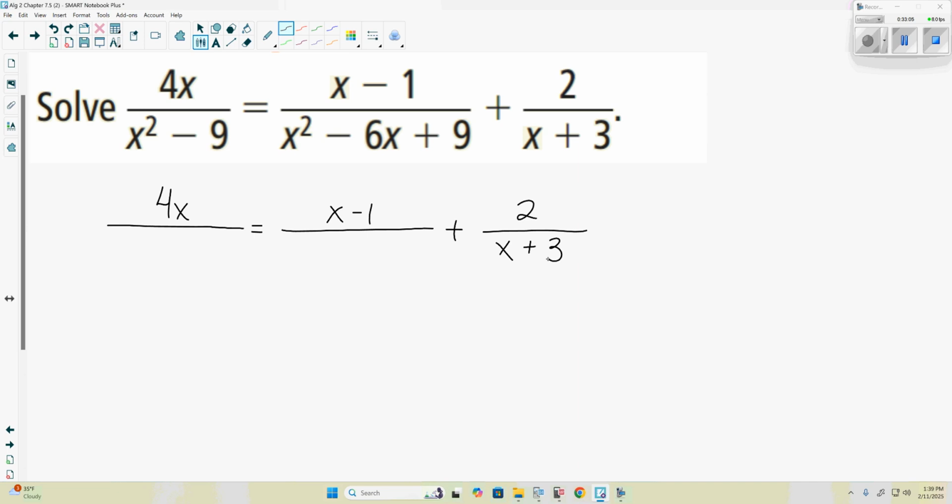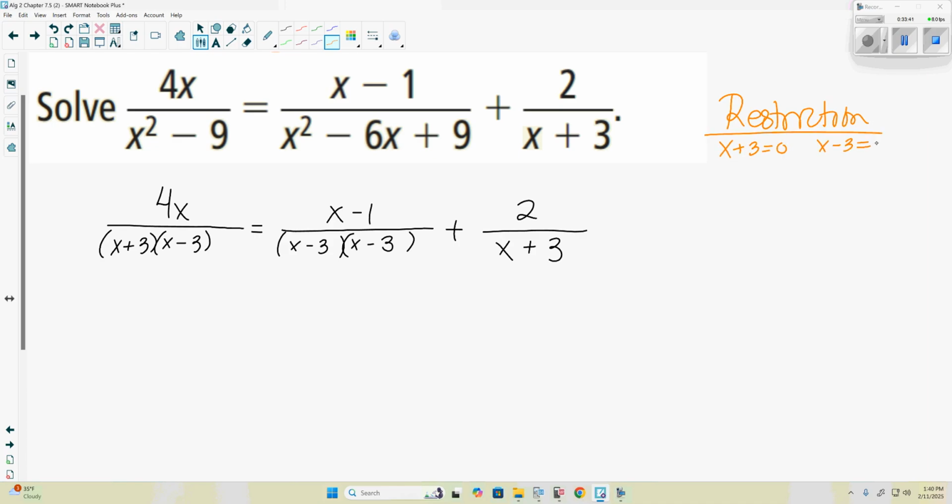Now looking at this here, the first thing we need to do is factor. X squared minus 9: x plus 3 and x minus 3. X squared minus 6x plus 9 factors: x minus 3 and x minus 3. And these factor kind of nicely because all the denominators have one of two things. Either x plus 3 or x minus 3.